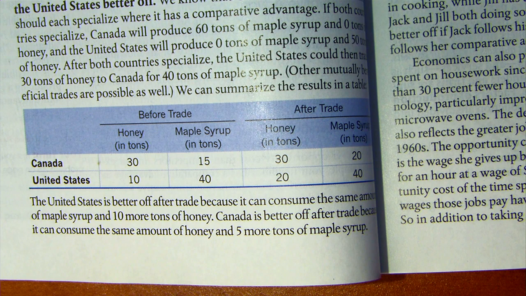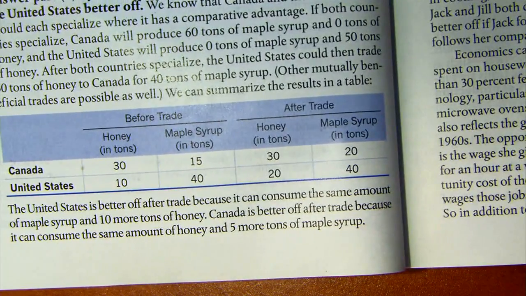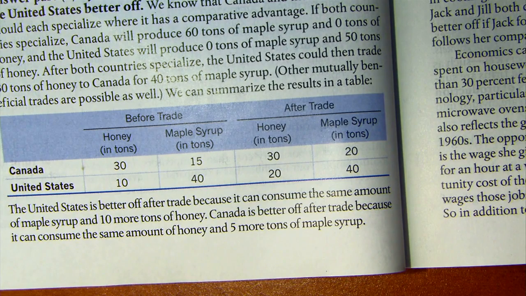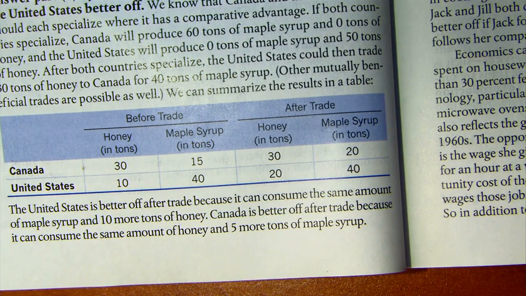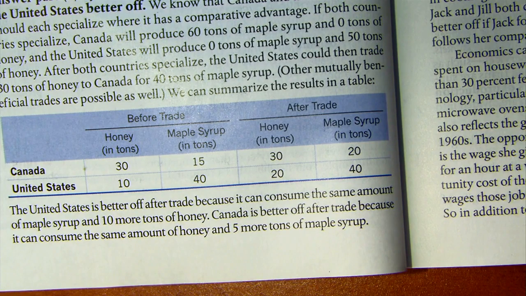Which is what we see here after trade. That's how you calculate the after trade part. So, how much is the US made better? And how much is Canada made better? Yeah, so you can actually see it. So initially Canada had 30 tons of honey. After trade, they have 30 tons of honey. Before trade, they had 15 tons of maple syrup. Now they have 20 tons of maple syrup. So now they have 5 more tons of maple syrup than they did initially.